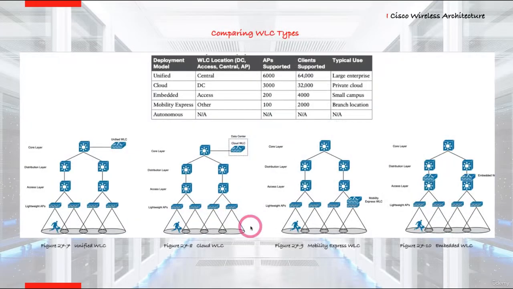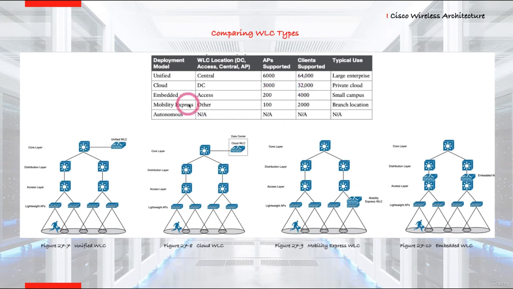Let's take a look at the comparisons of the types of wireless LAN controllers on this page. This is the deployment model called Unified, where we use the wireless LAN controller, in which there are one or more wireless controllers on the network, and the access points are managed by connecting to this wireless LAN controller. This model supports 6,000 access points and 64,000 users. There are more devices than this number, but here it is stated as 6,000. Let's look at the cloud-based wireless LAN controller model here. The only difference from the unified model is that the wireless LAN controller is not in a local network but in a remote data center. In the cloud deployment model, it can support up to 3,000 access points and 32,000 users.